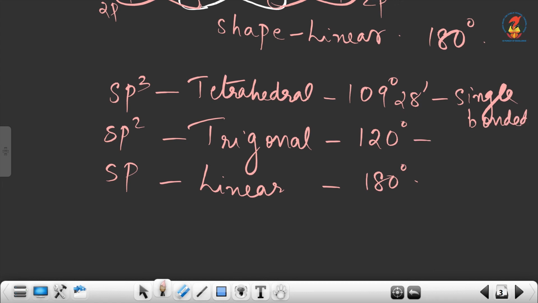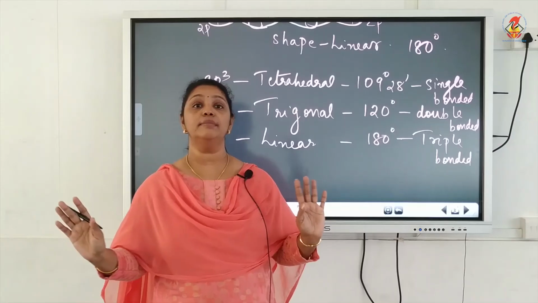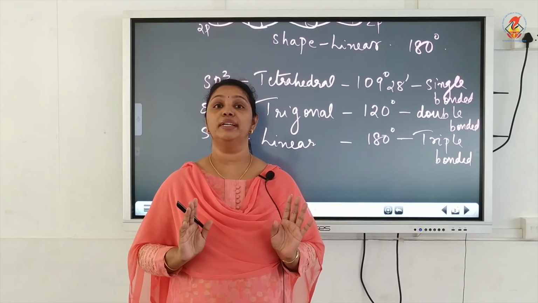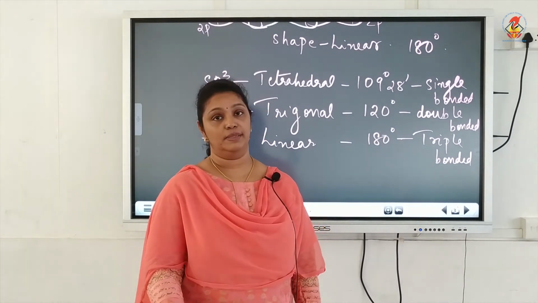and sp2 is found in double bonded ethene, and sp is found in triple bonded ethyne. So whenever you see a single bonded carbon atom, the hybridization of that carbon is sp3. If it's a double bonded carbon atom, hybridization is sp2, and triple bonded it is sp.